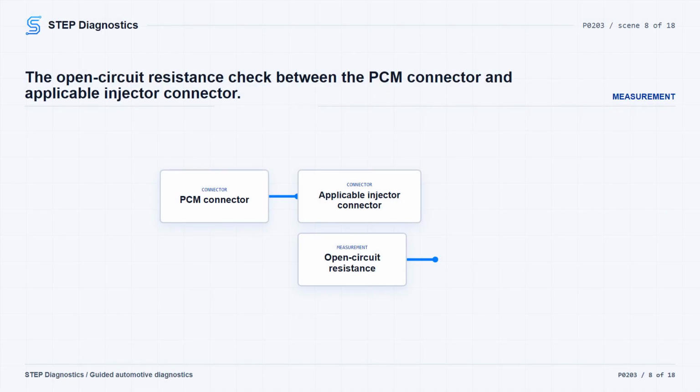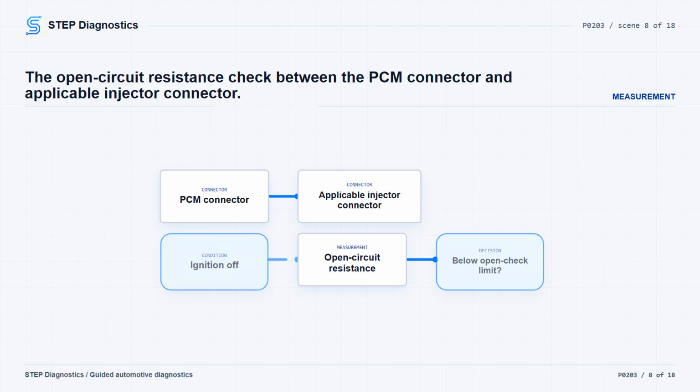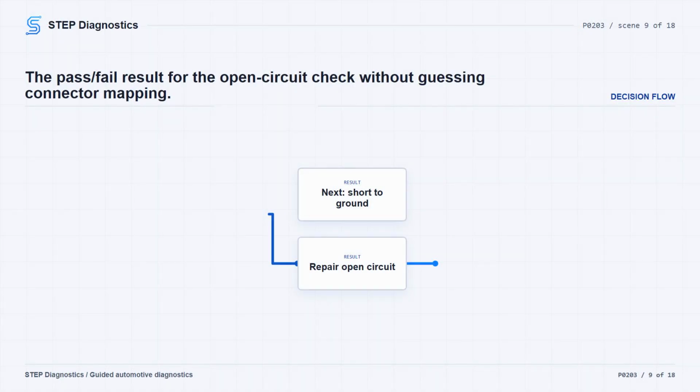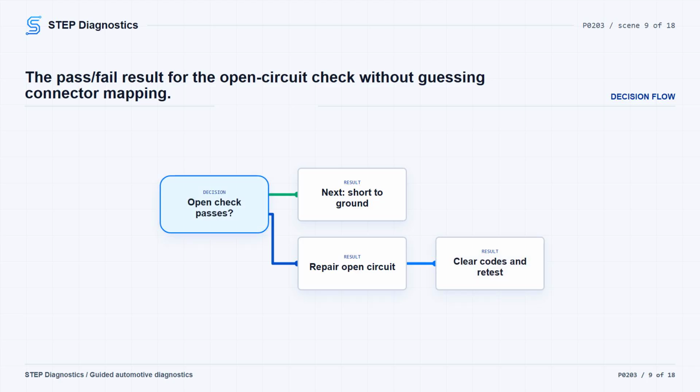With the ignition off, disconnect the direct fuel injector connector and the PCM connector. This test covers multiple injectors, so only measure the circuits that apply to P0203 and the component you are testing. Check the injector control and injector return circuits for an open between the applicable PCM pins and injector connector pins. The resistance must be less than 5 ohms. If it is less than 5 ohms, continue to the short to ground check. If it is not less than 5 ohms, repair the open circuit, clear the PCM codes, and repeat the self-test.